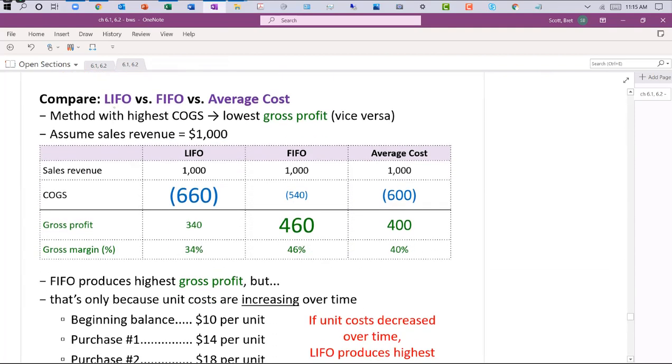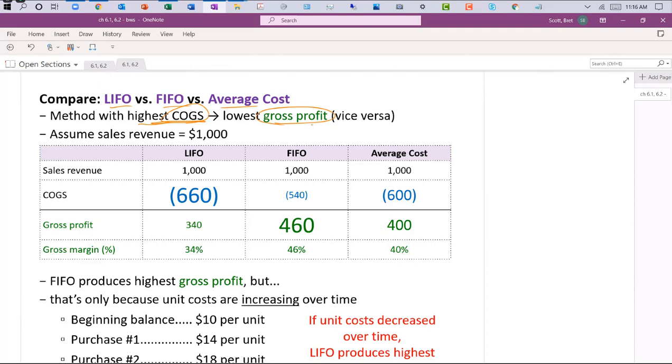Let's compare them all: FIFO, LIFO, average cost. The method with the highest cost of goods sold yields the lowest gross profit. So you might think, well, I want to use LIFO, FIFO, or average cost if it results in a higher profit. But generally, you don't do that in accounting. You choose FIFO, LIFO, or average cost based on how the physical plant is actually set up.